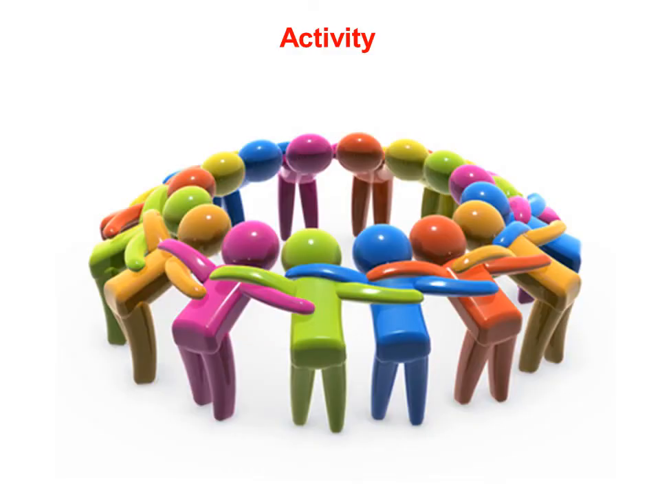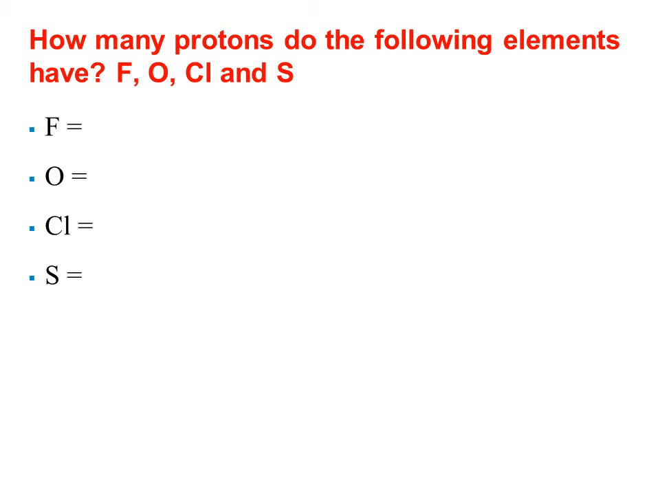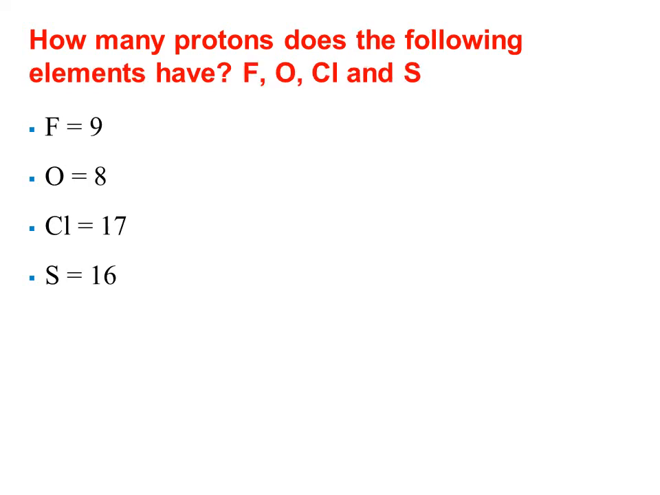Now we will conclude with doing an activity. The first thing I would like for you to do is, on an extra sheet of paper, write out these 4 elements and then answer the question: how many protons do the following elements have? This is the answer. You were supposed to look at the periodic chart and use the atomic number. The atomic number of each element is at the top. The atomic number equals proton number.